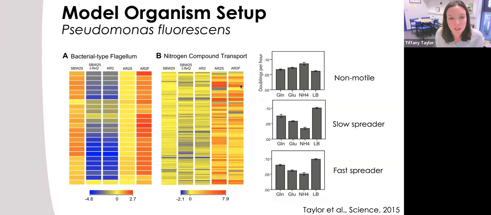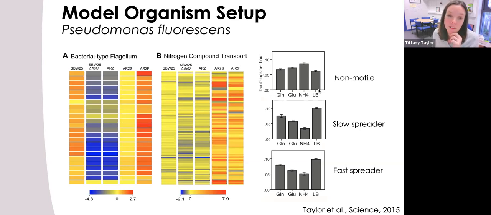So you can see this red block here goes to more orange, and that's true for a number of these blocks. You find slightly reduced expression in a number of them. And this is also confirmed through phenotypic analysis. This is just looking at the y-axis, the doublings per hour, so the growth rate of these mutants across different nitrogen sources.